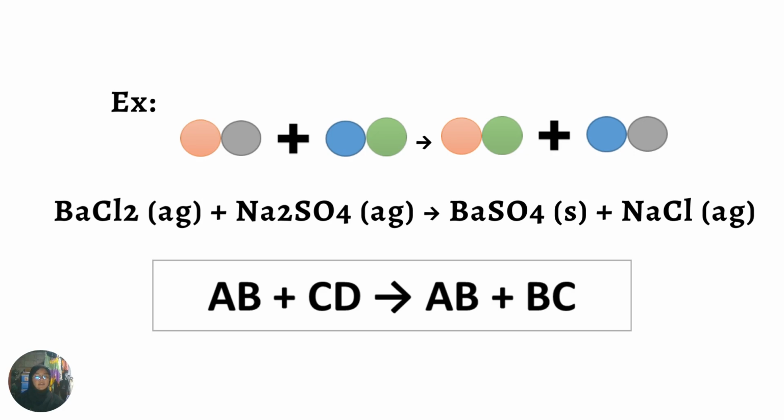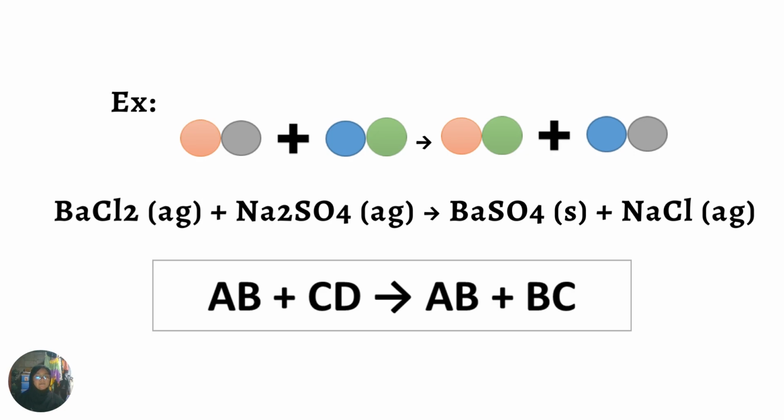So here we have another example of a double replacement in a chemical equation that shows us a double replacement reaction. We start out with BaCl2 together and Na2SO4 together, and they just switch places. Ba ends up with SO4, there it is, and Na ends up with Cl, there it is right here.